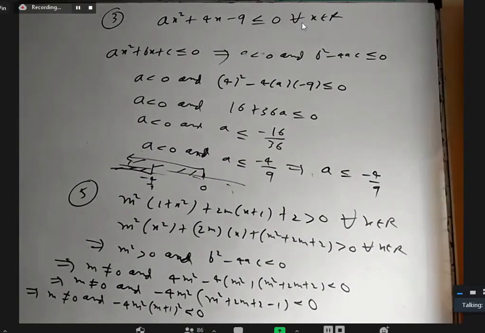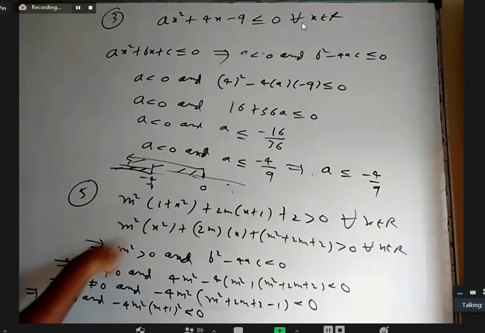Actually, m equal to 0 is also okay because this is not necessarily a quadratic equation. When m square is not 0, it's a quadratic equation, then we are doing all this. When m is 0, let us see.